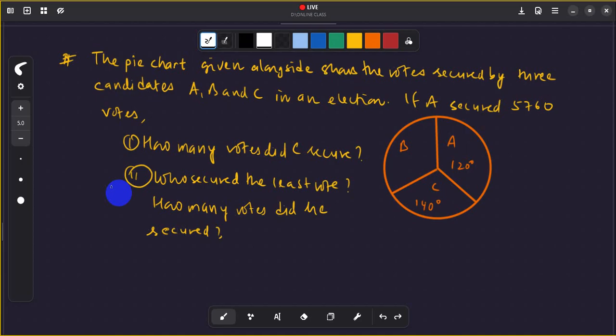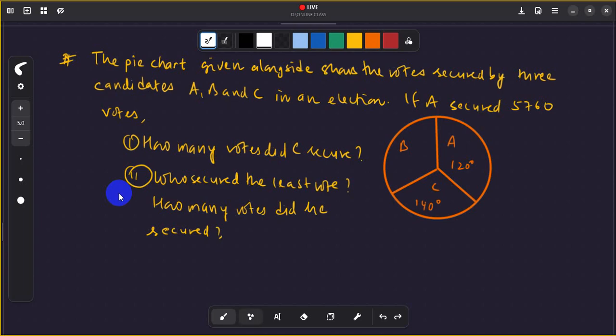Now we need to answer these questions. The first question says, how many votes did C secure? C means 140 degrees should be converted into number of votes. B is not provided to us, and who secured the least vote? We need to find out the least vote as well, and how many votes did he secure? This is the second question.